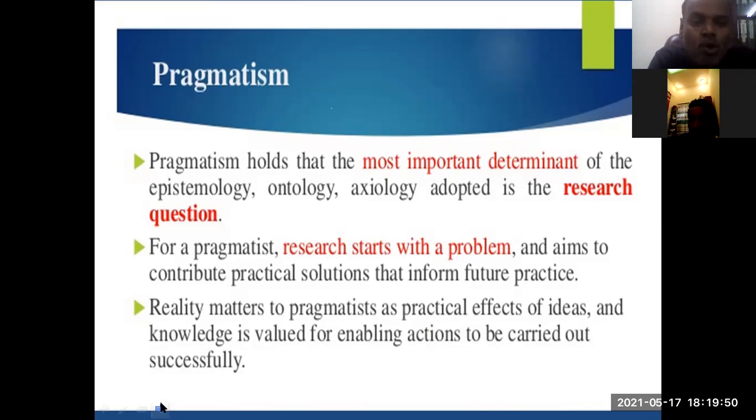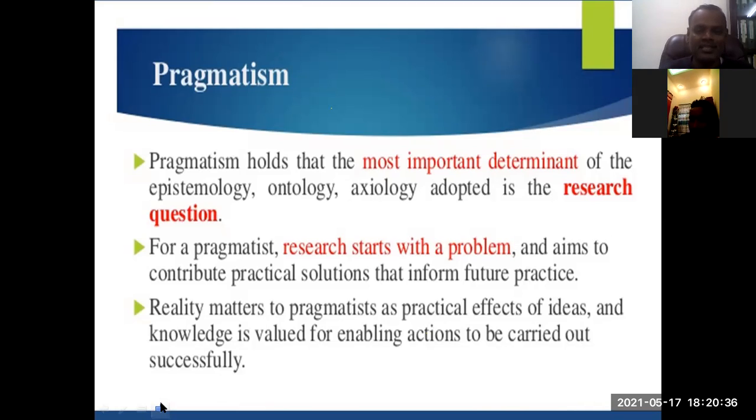So, pragmatism holds that the most important determinant of the epistemology, ontology, axiology adopted is the research questions. Epistemology, as we already discussed, is about legitimate knowledge. Ontology is about natural knowledge. Axiology is knowledge pursued by values or ethics. So pragmatism holds that the most important determinants of epistemology, ontology, axiology adapt to the research questions.